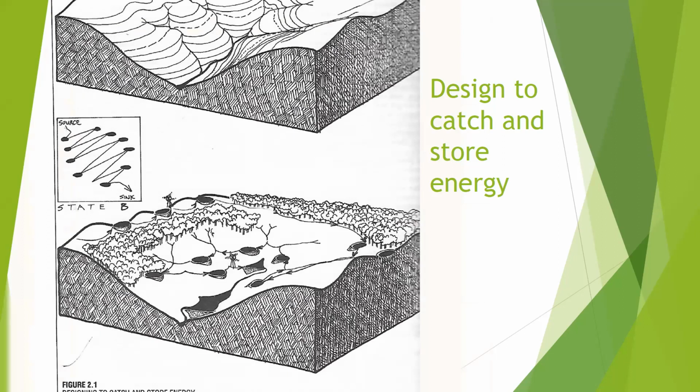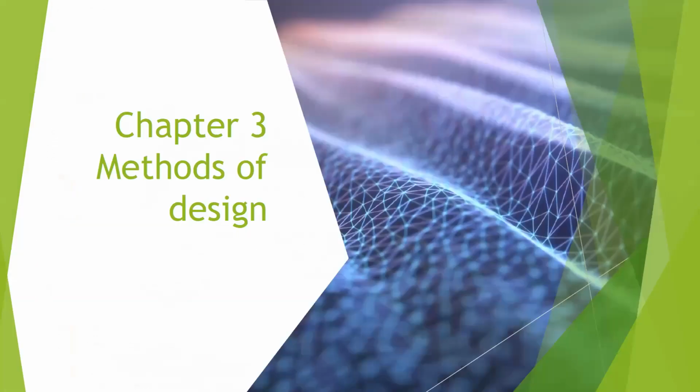And also, we're thinking about climate resilience. We want to be able to hold as much water as we can, and we need to have a sense of what's going to happen when we get too much, if we get a downpour as well. So these are patterns we need to think about. We need to have them in the back of our head as we think about design.